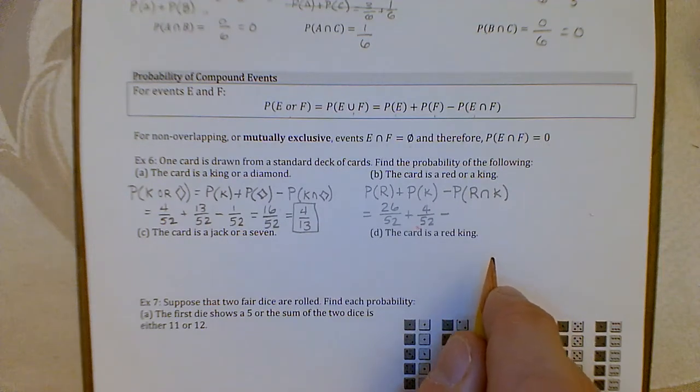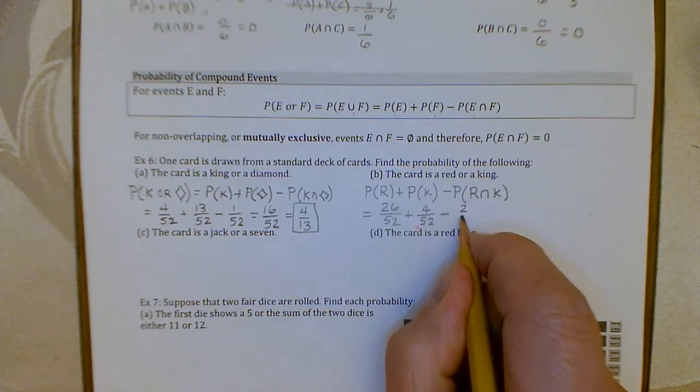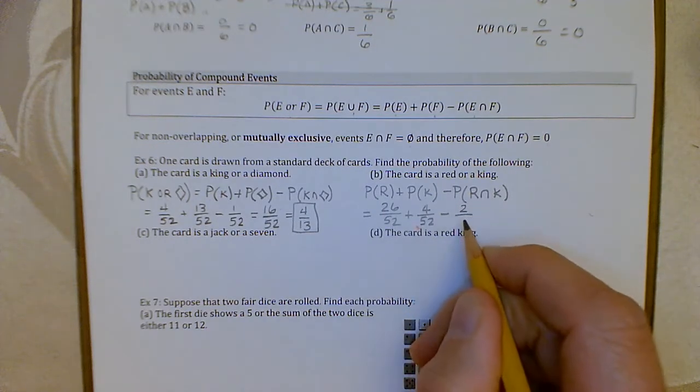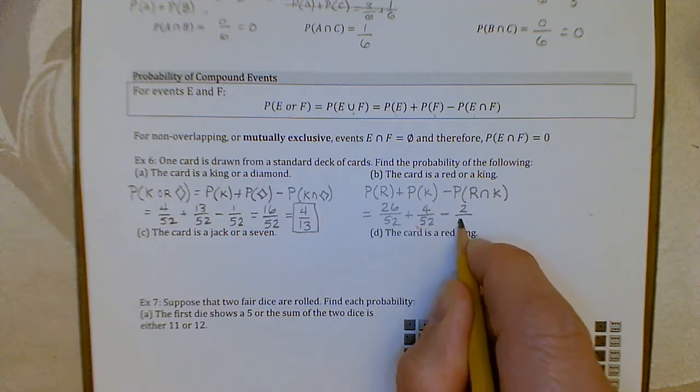Well, remember there are 2 suits that are red. They're hearts and diamonds. So there is 1 king in each of those. So there are 2 kings that are red, and so that's out of 52.